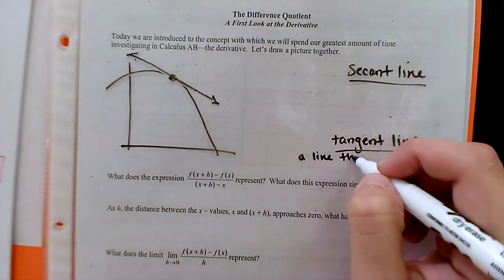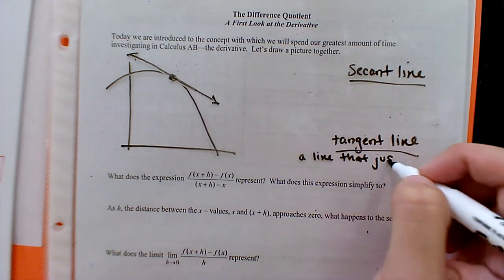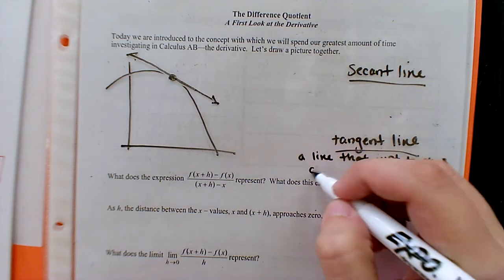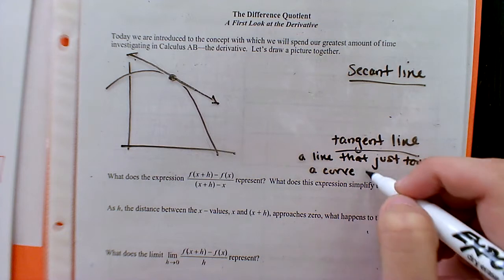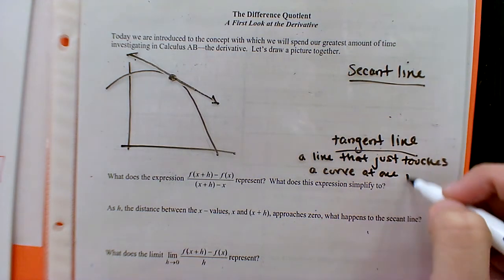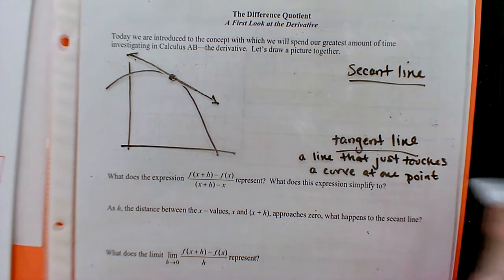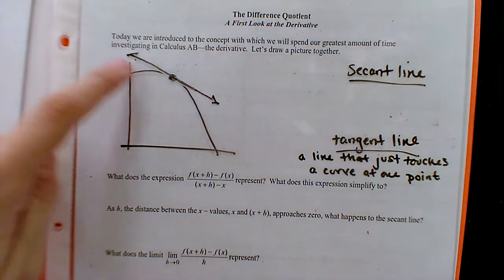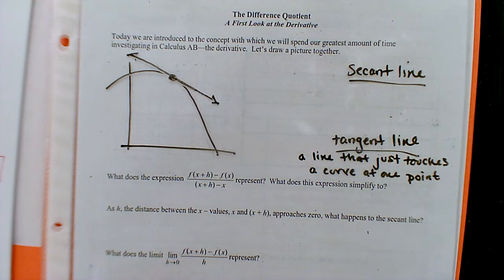A line that just touches a curve at one point. Okay, I'm going to tell you again. Our goal is to figure out what is the slope of that line.